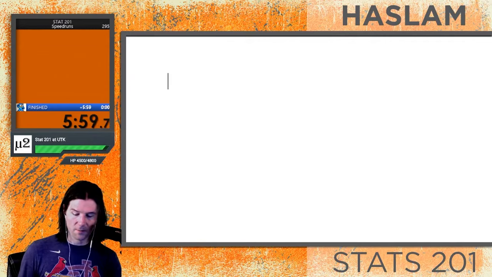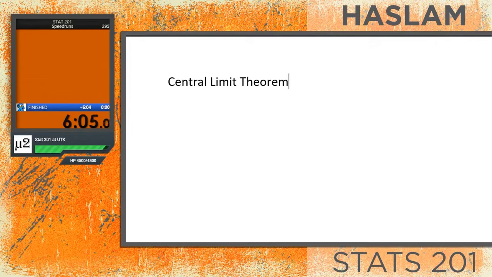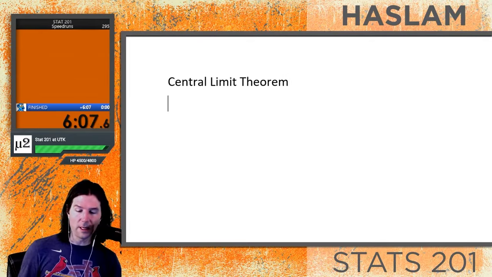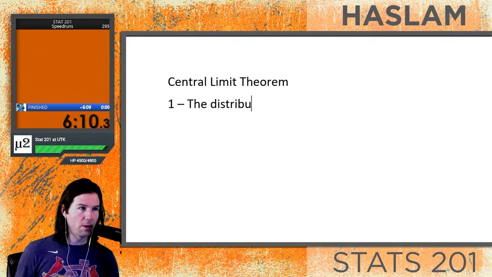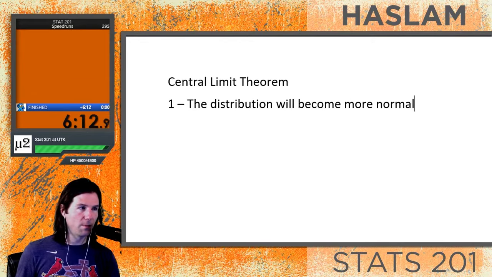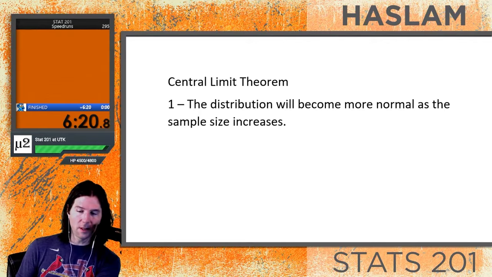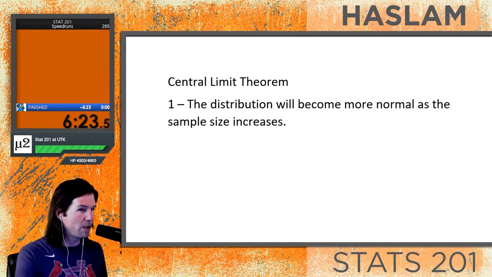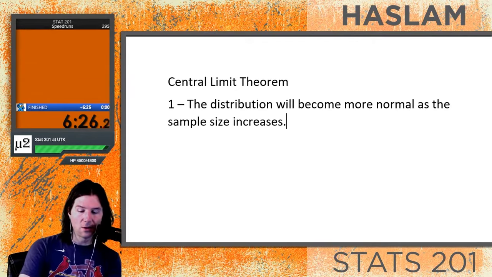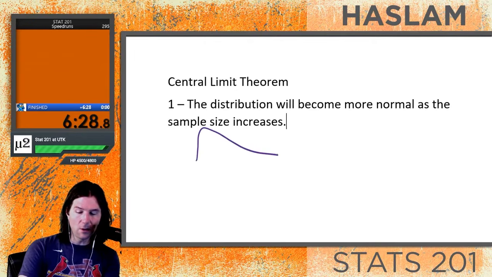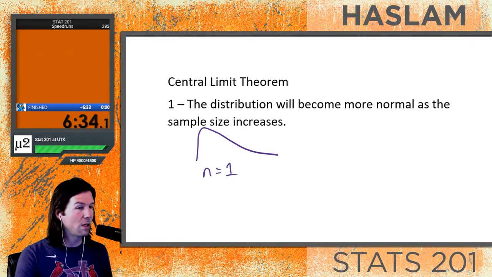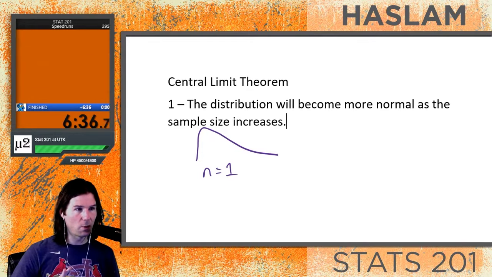The central limit theorem. The central limit theorem is going to have, 1, the distribution will become more normal as the sample size increases. So what we see is that when we have a parent population, and that means like an original population, like let's say the GPA of UT students is skewed to the right. So this is single observations right here where n equals 1. That's just single observations. Like if you talk to one UT student, you're going to see a mean of 3.6, but it's skewed to the right.